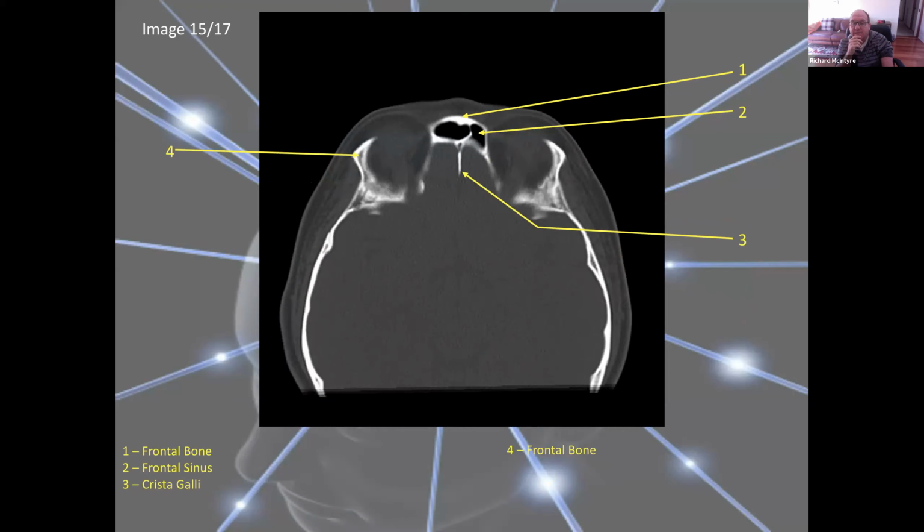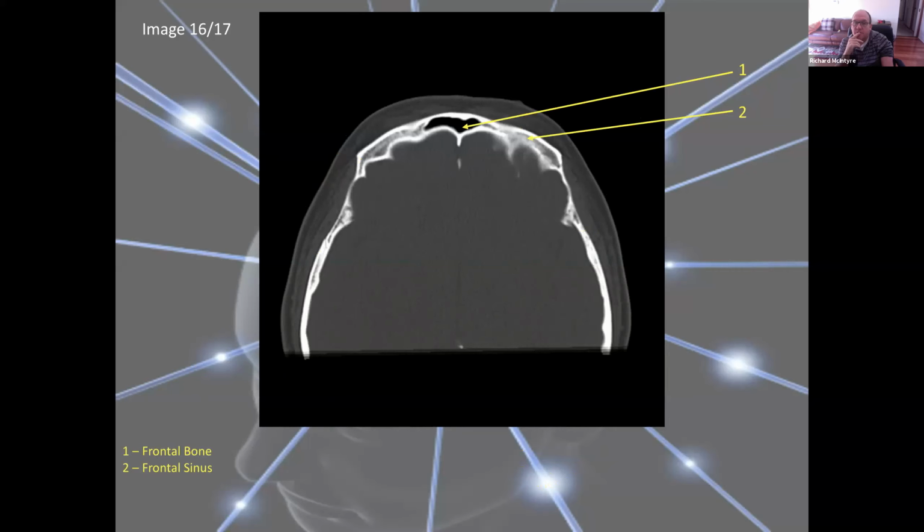See how we don't see the brain in CT? There's not a lot of information in these bony windows when doing CT. But the bone is amazing. And we've got the frontal sinus and the bones. Parietal bone, frontal sinus, and frontal bone.